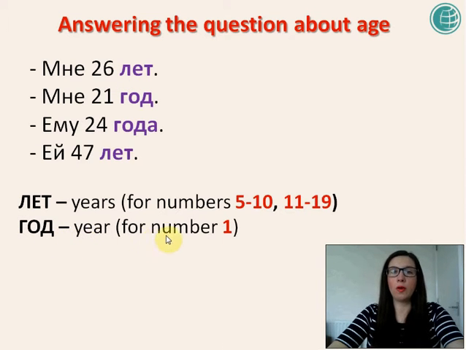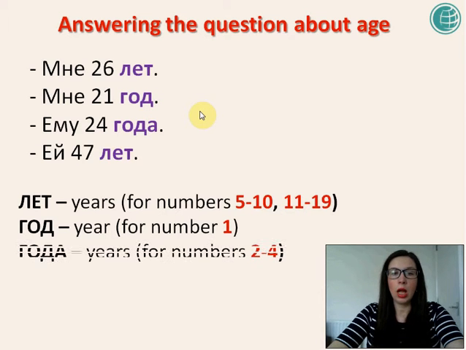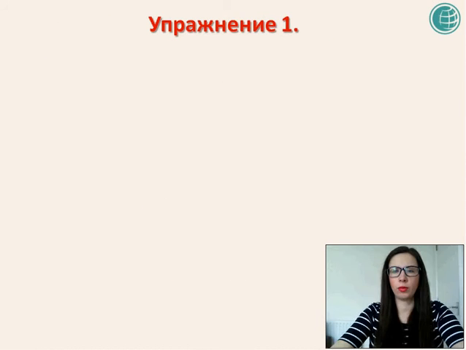We will use just for one number, 1, if your age is finishing with this number, 1, 21 год, 41 год, 71 год. And года also means years. We will use for 3 numbers, 2, 3, 4. 24 года, 42 года, etc. We repeated the grammar material and let's practice now.